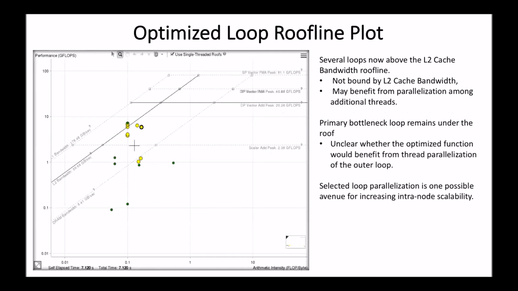If we look at the roofline plot of our optimized code, you can see that now several of these loops are above the L2 bandwidth roofline, so they are no longer, well, they may never have been, but we can at least see now that these loops are not bound by L2 bandwidth. And that being the case, they may be able to be improved by multi-threading via OpenMP.